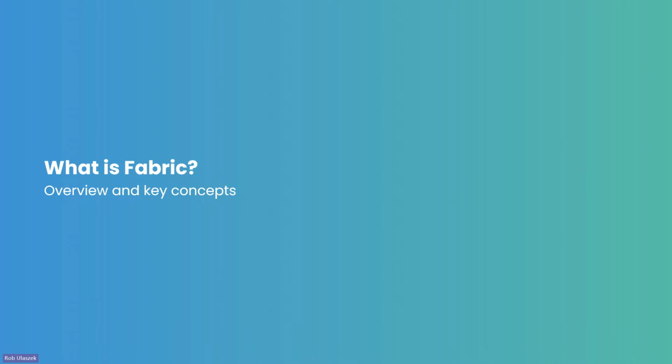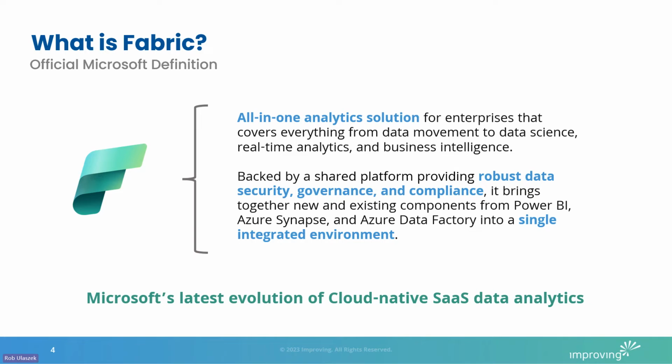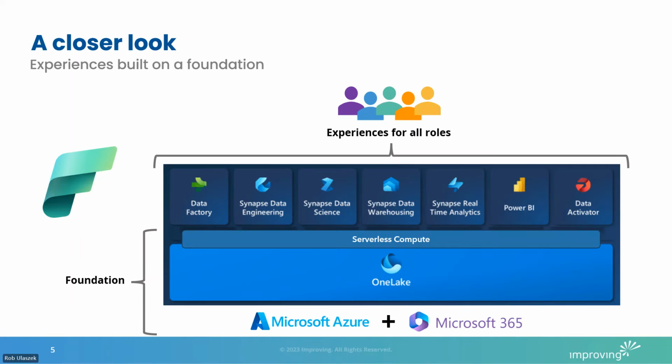So what is Fabric? Let's review some of the key concepts that make it so compelling. A good place to start is the official Microsoft definition. Wow, the marketing department packed a lot in there. We'll just hit the highlights. Fabric is an all-in-one analytic solution with robust data security, governance, and compliance that uses a single integrated environment. In short, Fabric is Microsoft's latest evolution of cloud-native SaaS data analytics. Let's take a closer look.